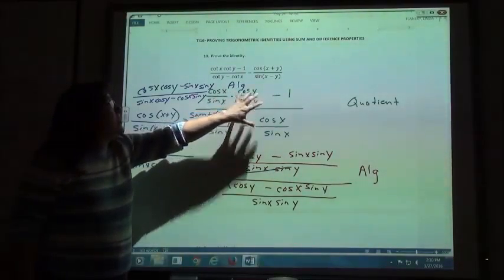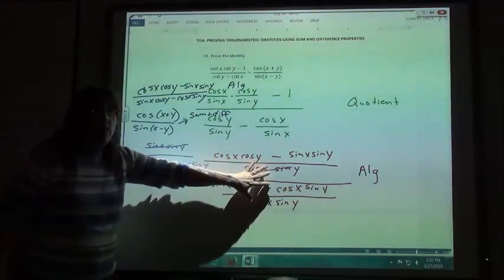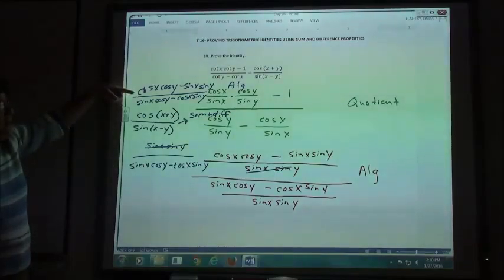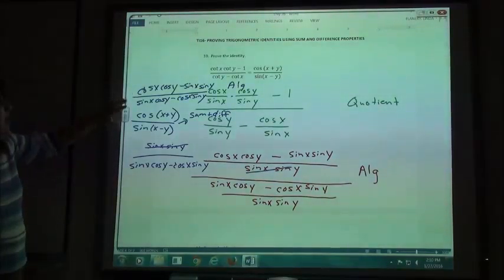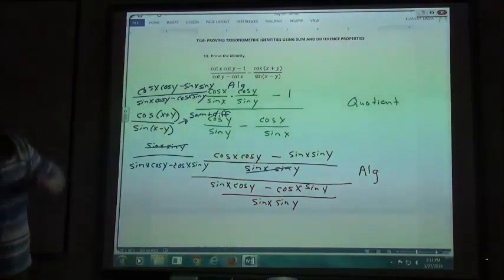First of all, replacing your cotangent using your quotient identities, doing algebra to find your common denominator, doing algebra again when you multiply by the reciprocal to get rid of those, and then replacing with the sum and difference identities, and now you have it solved.